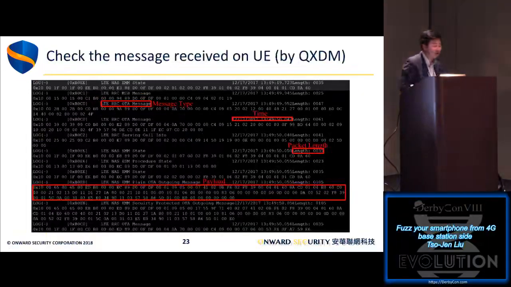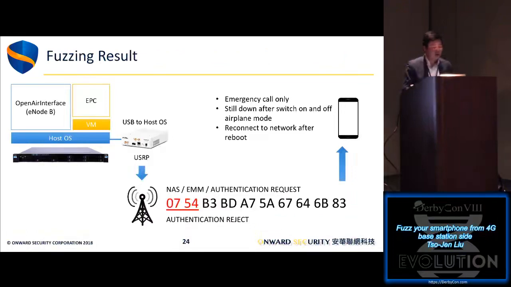And you can check the data by QXDM. So this is the system log from QXDM. You can check the data like the message type, time, packet length, and the payload. What kind of data do we receive? So we can know which data really causes the device to crash. Okay, so let me show our fuzzing result.